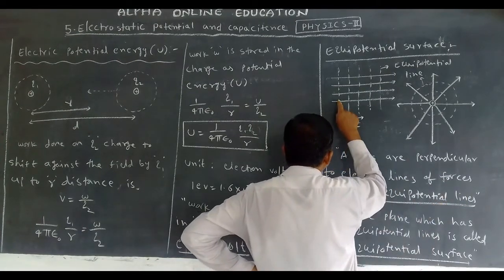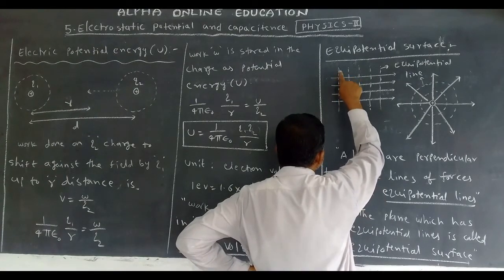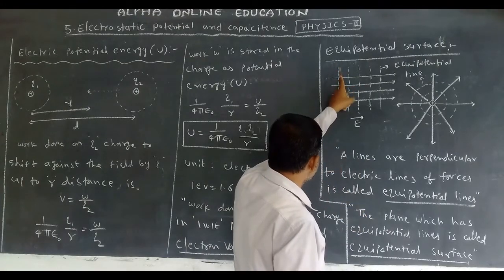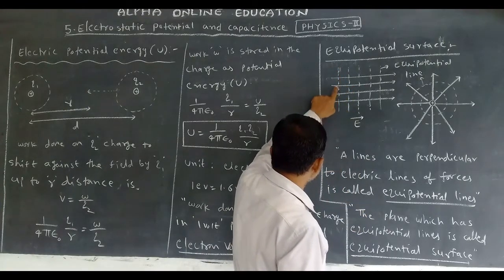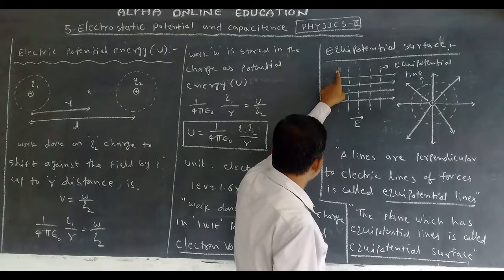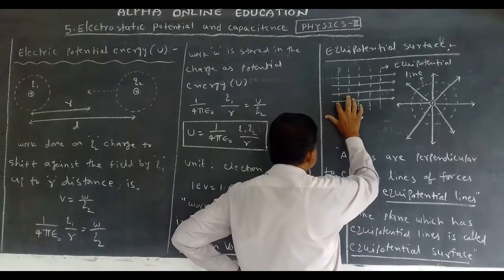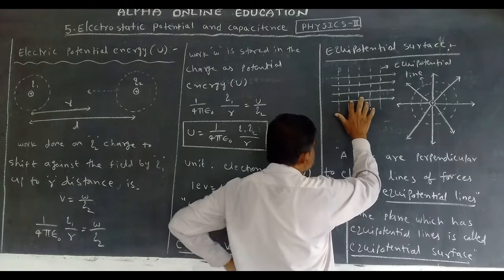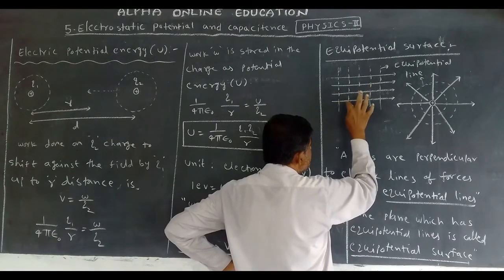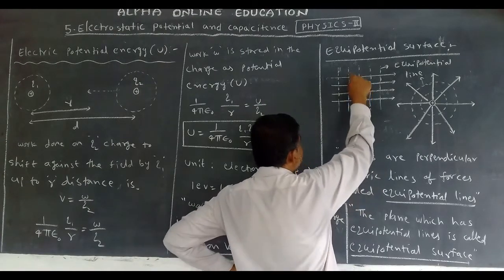See, at this point, at this point, at this point, potential is the same. Potential is equal. That's why I have drawn discontinuous lines. Here is some electric potential. Let us take this point. Electric potential at this point is not the same. But electric potential at this point, at this point, at this point is the same.